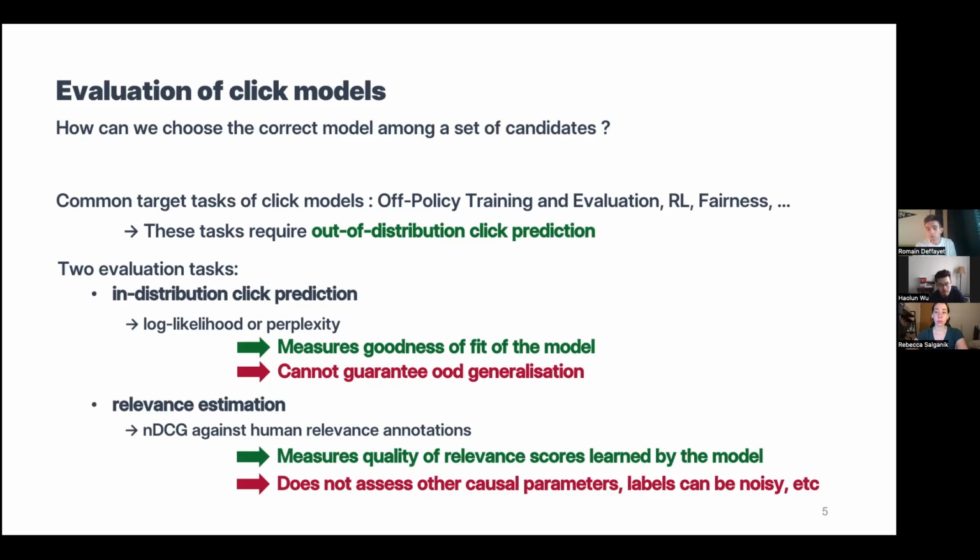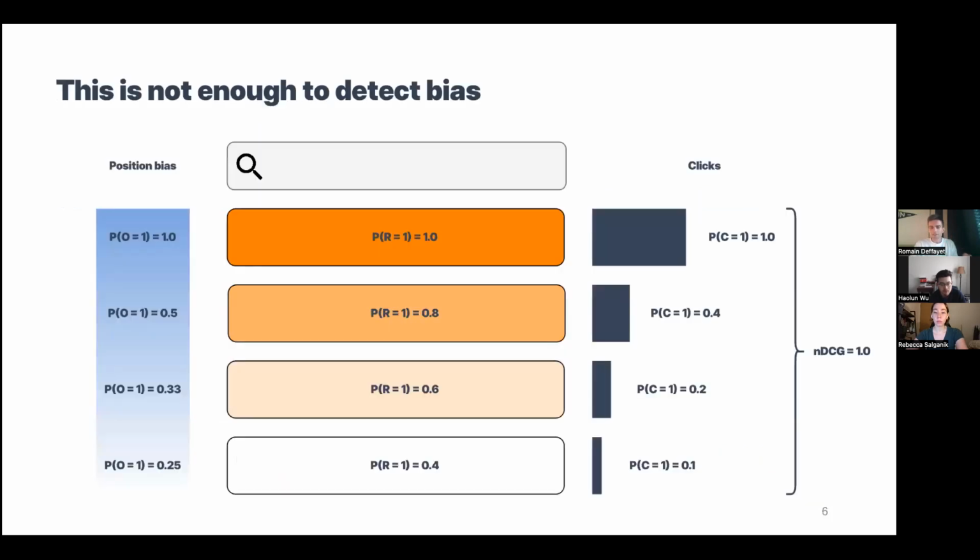For example, it's only about the relevance, but there could be many different latent variables, and maybe we want all of them to be estimated correctly. Also, you could have some issues with label noise and annotator disagreement and so on. But that's not the main issue. The main issue is that if you just have these two criteria, you cannot detect all of the residual bias, and so you will have a problem on the downstream task.